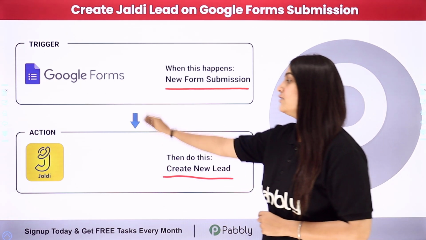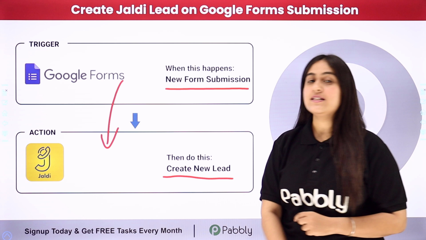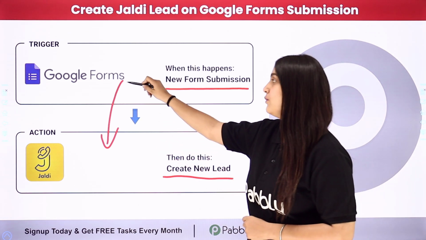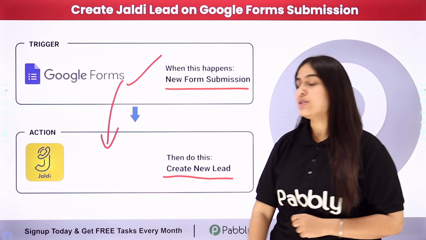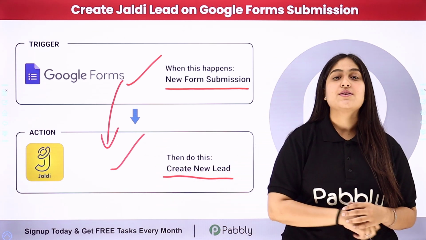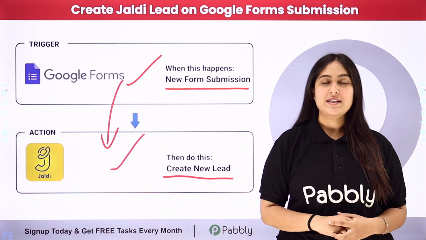To automate this entire process, we are going to use an automation software named Pabbly Connect, in which we need to connect our trigger and our action. In this process, our trigger application will be Google Forms and our action application will be Jaldi. To learn this process step by step, let me take you to my screen.